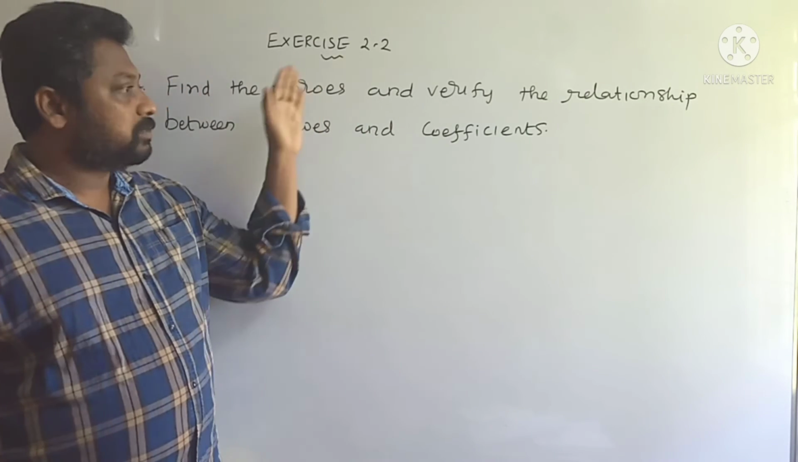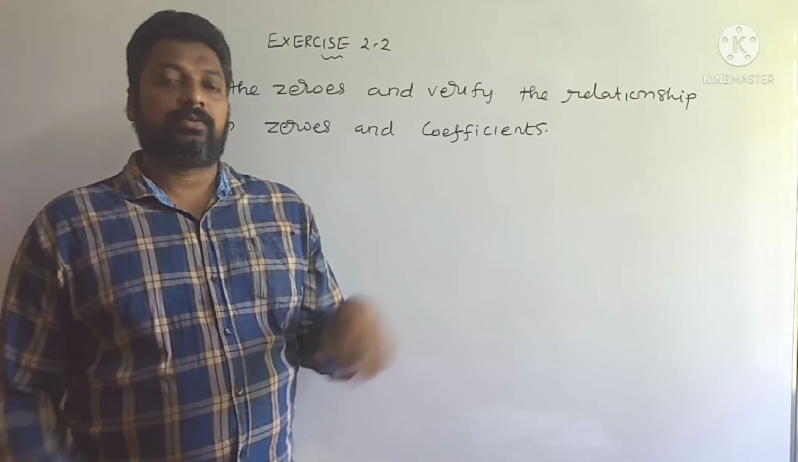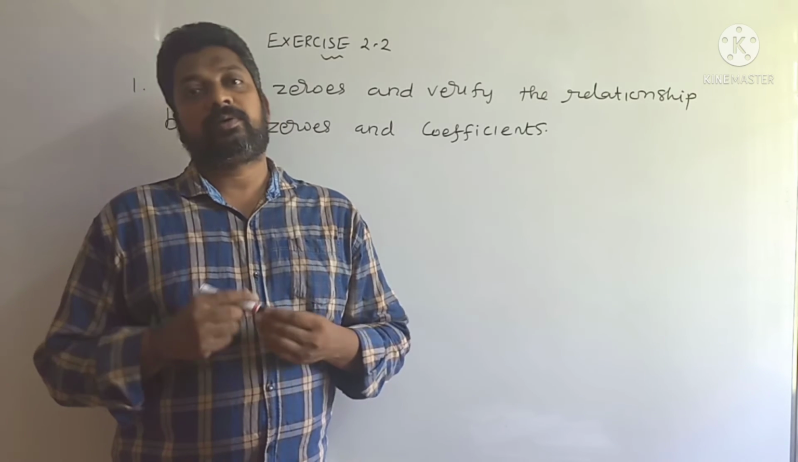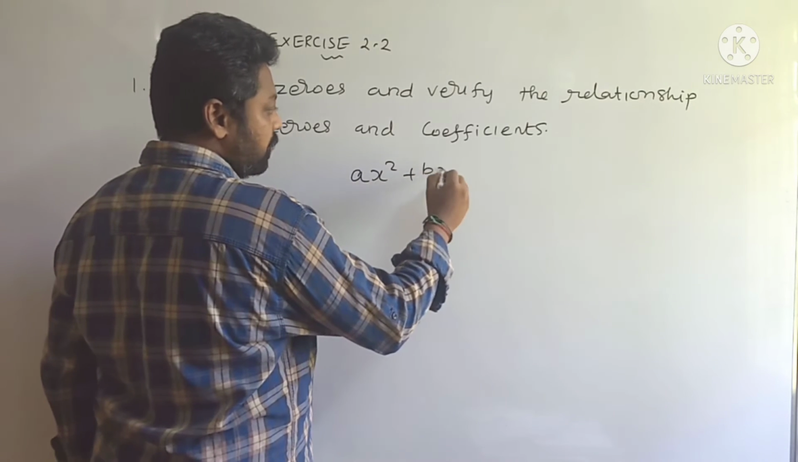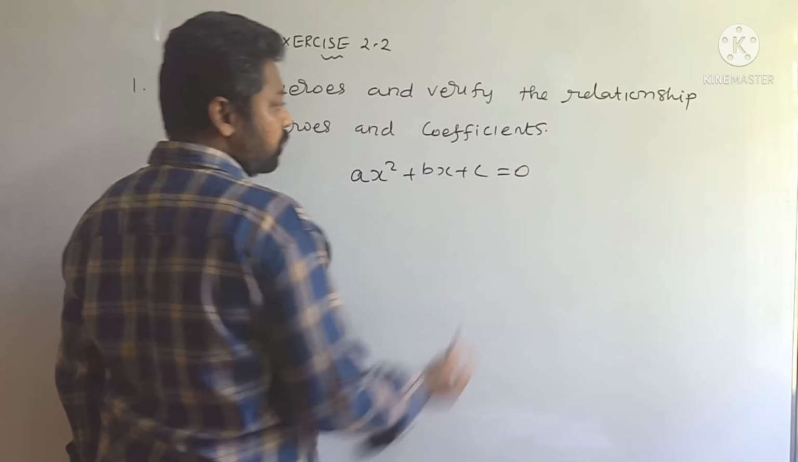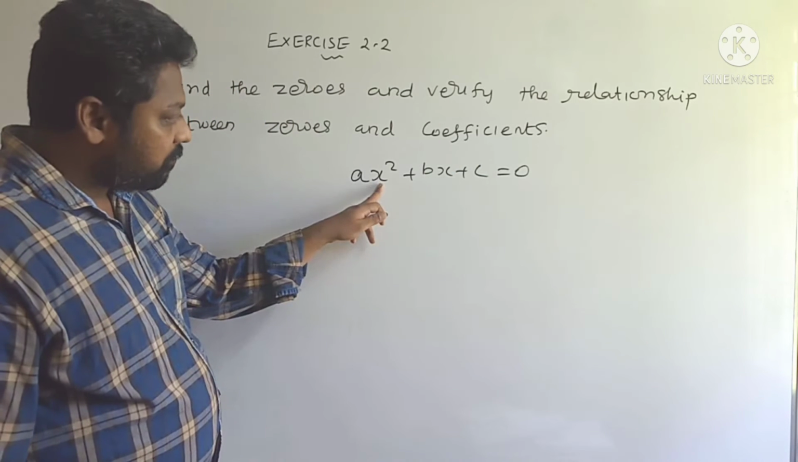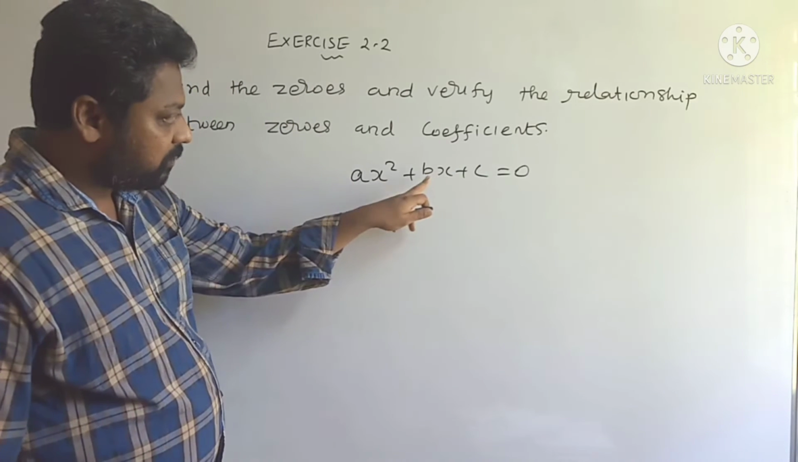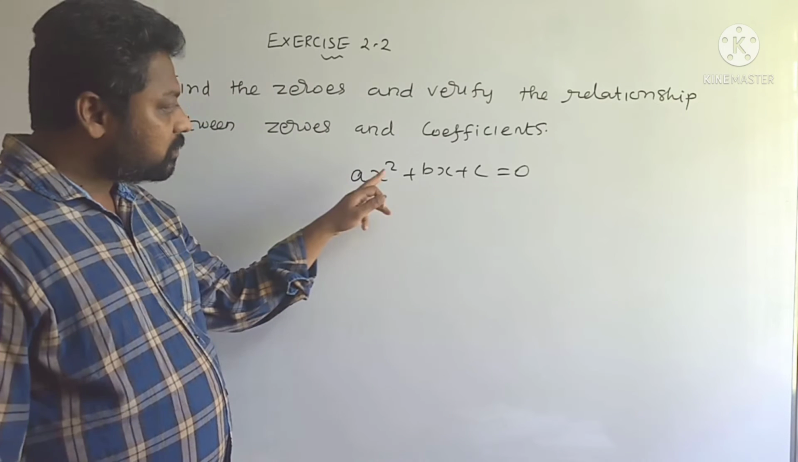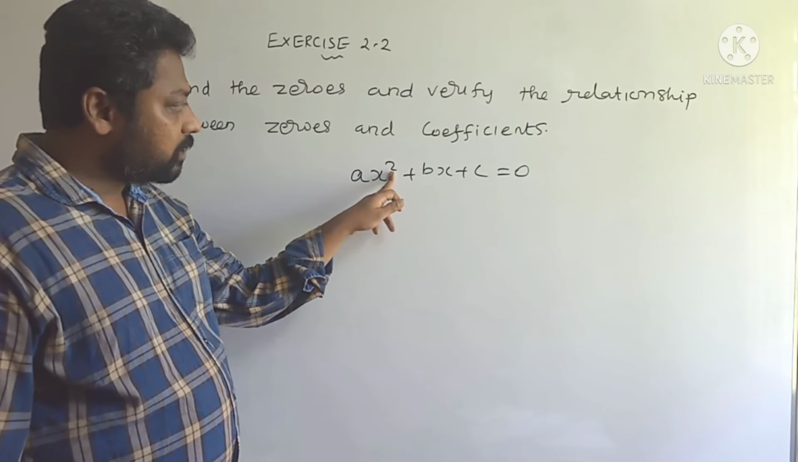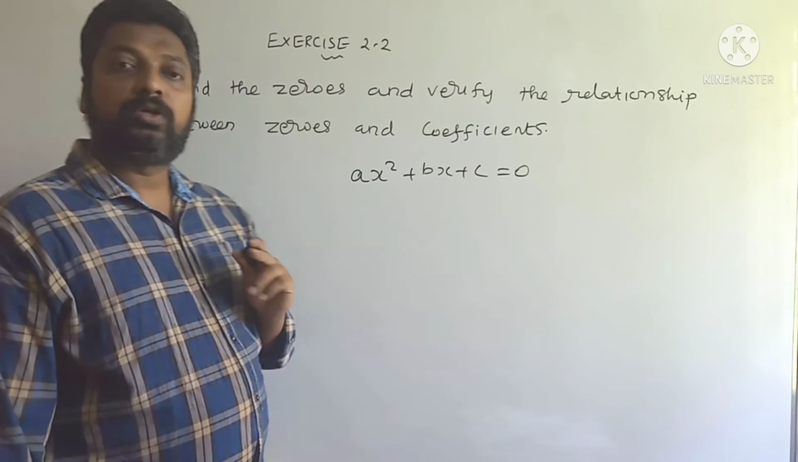Before solving exercise 2.2, we should know few things. Okay, so what is the general form of a quadratic equation? It is ax square plus bx plus c equal to 0. What is the coefficient of x square? It is a. Coefficient of x, it is b. Constant term is c. Okay. So since it is the quadratic equation, that is a degree 2 polynomial, it will have 2 solutions.